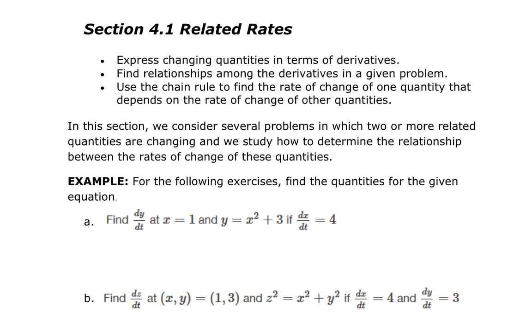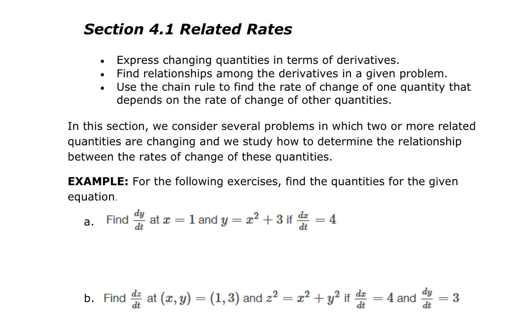In this video, we're going to look at related rates. First we're going to express changing quantities in terms of a derivative, usually with respect to time. We're going to find the relationships among the derivatives in a given problem, and we're probably going to use the chain rule to find the rate of change of one quantity that will depend on other rates of change of other quantities. So first we're going to find the derivative with respect to time.